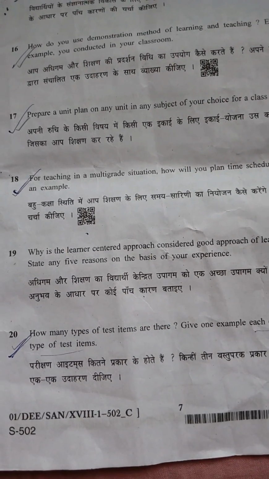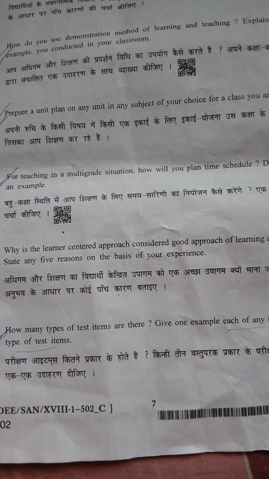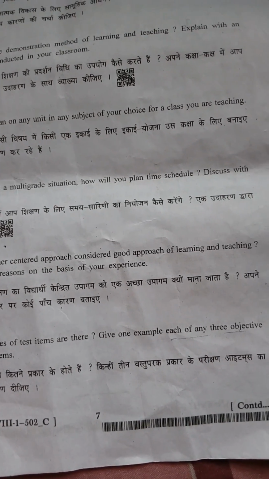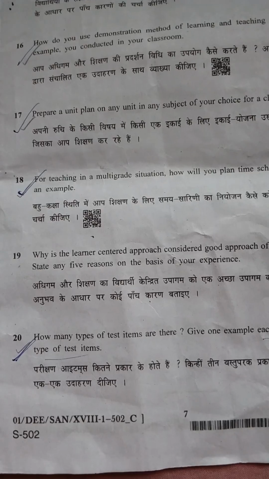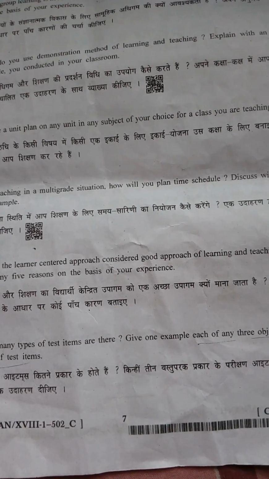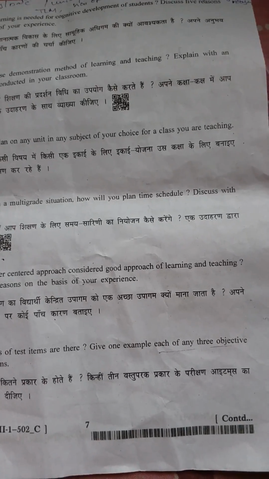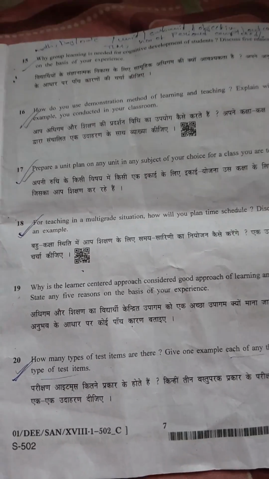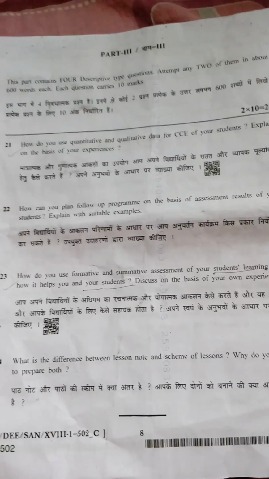Discuss with an example. 19. Why is the learner-centered approach considered good approach of learning and teaching? State any 5 reasons on the basis of your experience. 20. How many types of test items are there? Give one example each of any 3 objective type of test items.